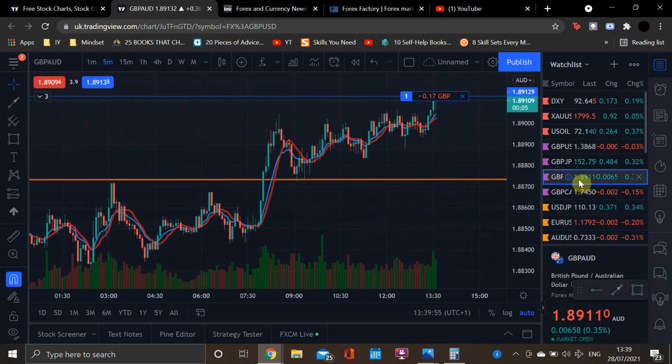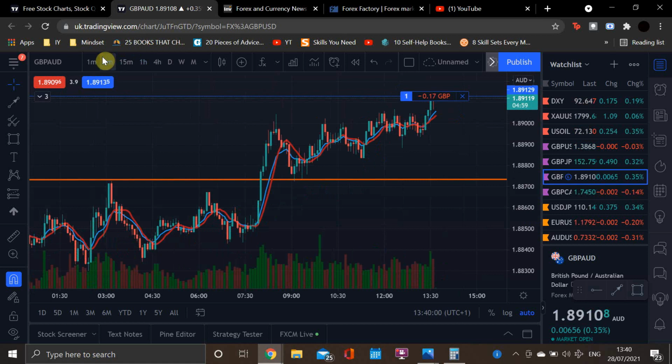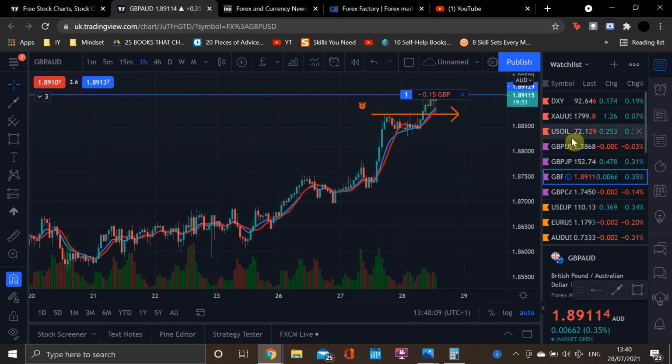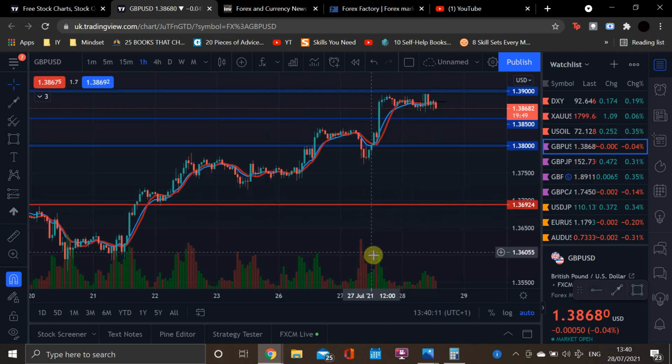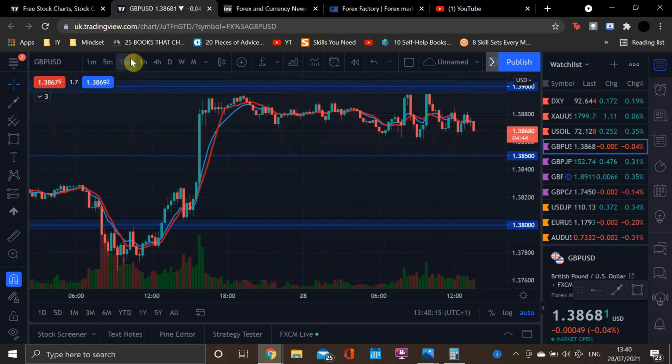Let's look at GBP ORD, see what GBP ORD is doing. GBP ORD is slightly going up. It's not doing exactly what I want it to, but it's slightly going up, which is a positive. GBP USD, let's see what GBP USD is doing. 1 hour, 15 minute, 5 minute.